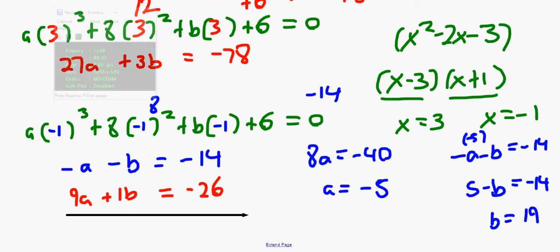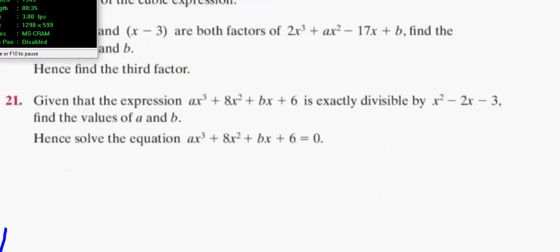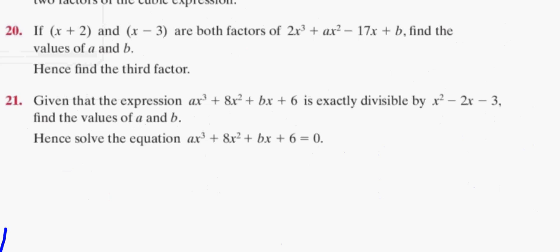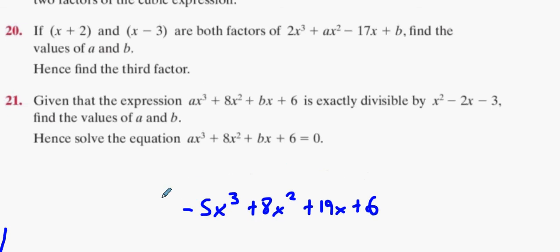Alright, let's pause it there for a second. A is minus 5 and b is 19. Ooh, a is minus 5, right? That's interesting. Minus 5x cubed plus 8x squared plus 19x plus 6. Now, lucky for us, the quadratic is already formed. So what do we divide into it? I divide in.